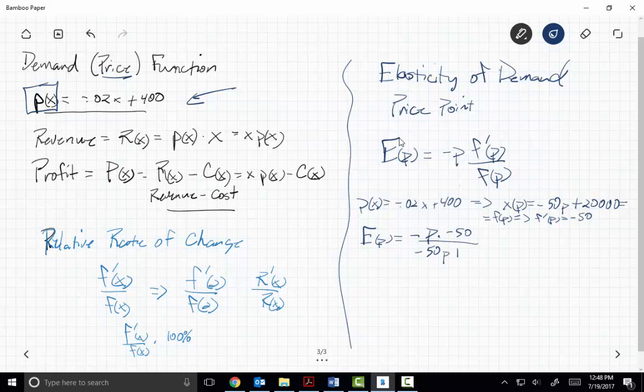50p plus 20,000, right? Now, let's make this a little prettier, right? Those negatives are going to cancel and make a positive. Let's divide through by 50, and I end up with p over, what is that, 400? 400 minus p. So that's e of p. That's what I've got, okay?